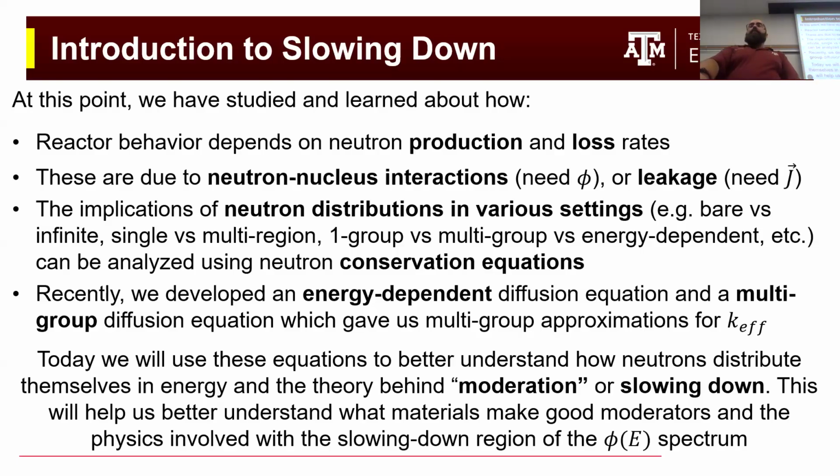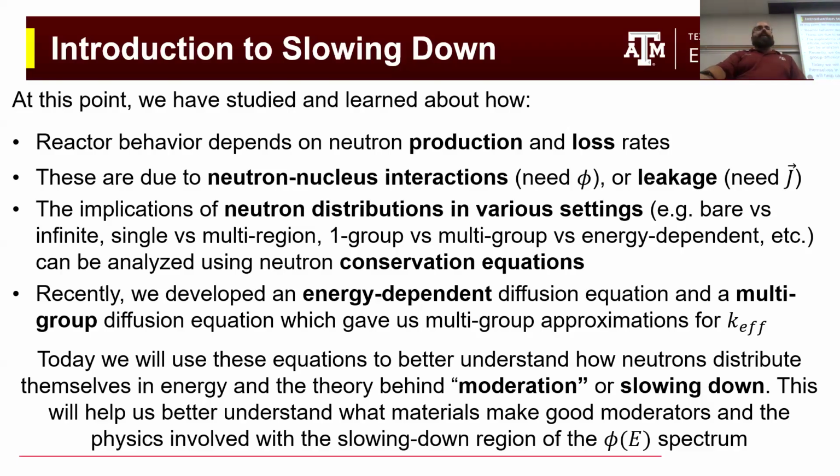And we've talked about how those production and loss rates are going to be based on all of the different neutron nucleus interactions. So like our fission production rate and our absorption rate and our scattering, like in-scattering and out-scattering rates, which all require that we know the scalar flux, as well as the net leakage out of our system if it's like a finite reactor. And that means that we need our net current.